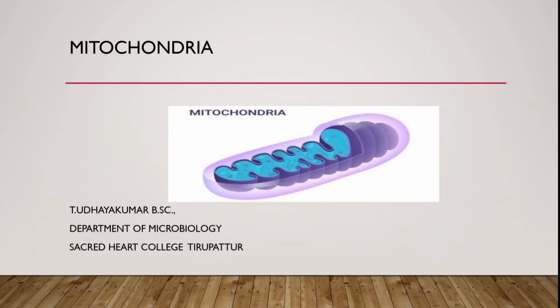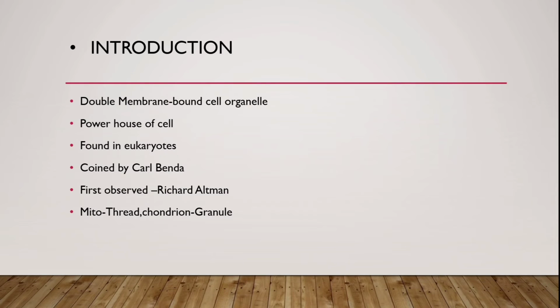Today I am explaining the structure and function of mitochondria. First, let us see a small introduction to the mitochondria. Mitochondria is a double membrane bound cell organelle, and mainly it is found in all aerobic cells of plants and animals, with the exception of bacteria and blue-green algae. And it is also called the powerhouse of the cell, mainly found in eukaryotes.